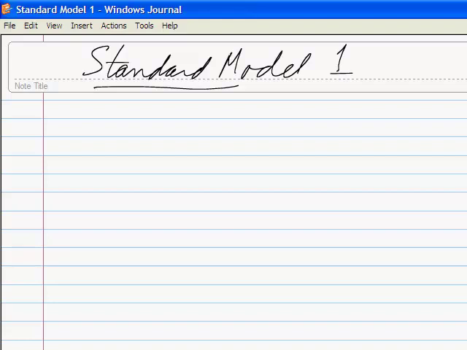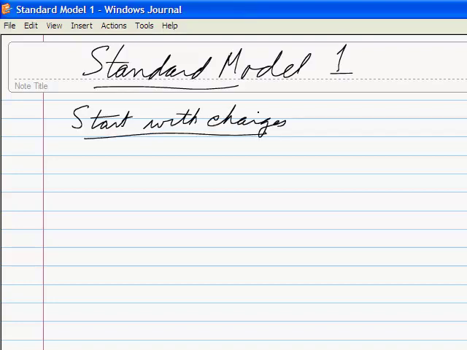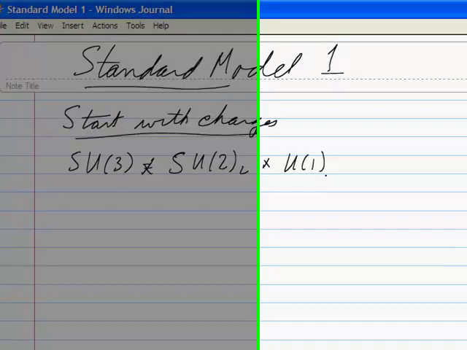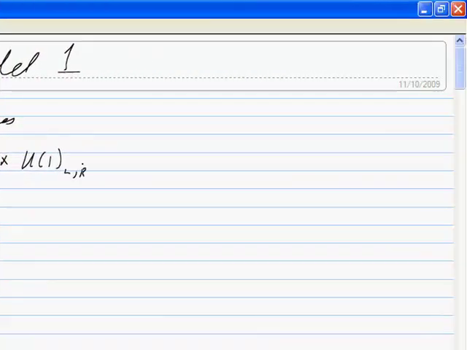What we need to do is the anomaly conditions for the construction of the standard model. So I'm going to start with the charges. I will assume that everybody knows that the standard model is SU(3) cross SU(2) left, cross U(1), which is a mixture of left and right. It's neither left nor right.